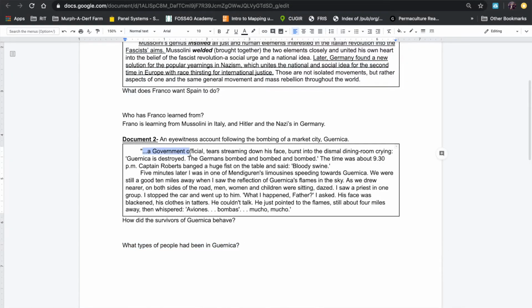A government official, tears streaming down his face, burst into the dismal dining room crying, "Guernica is destroyed. The Germans bombed and bombed and bombed." The time was about 9:30 p.m. Captain Roberts banged a huge fist on the table and said, "Bloody swine." Although he probably said it in Spanish or some other language, because this is from Spain.